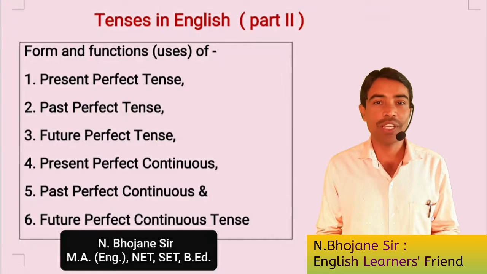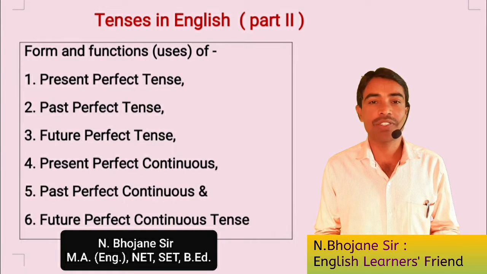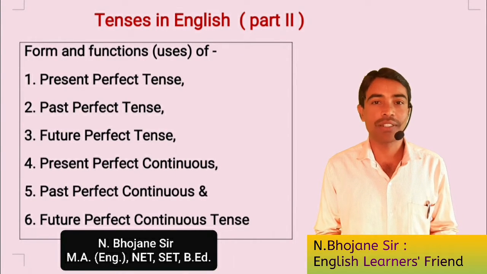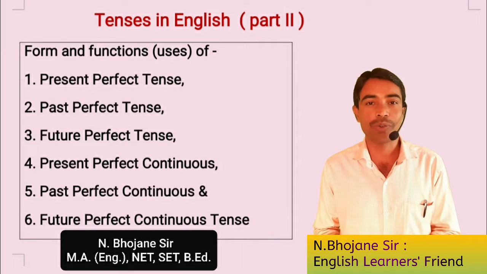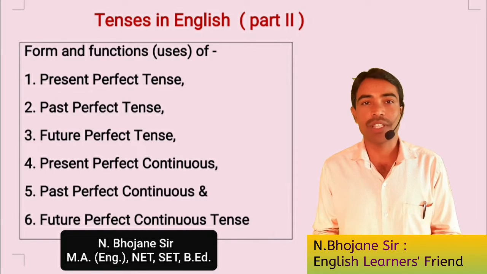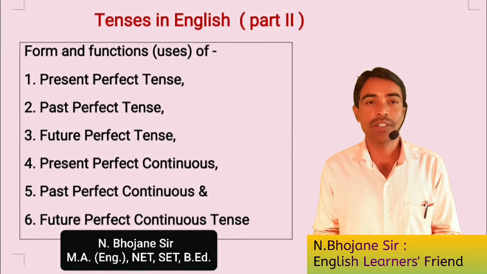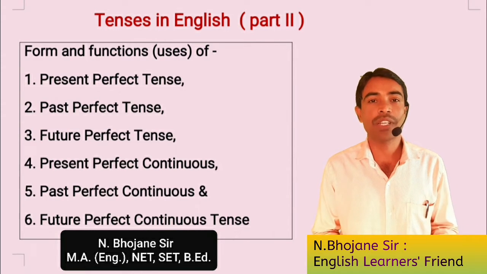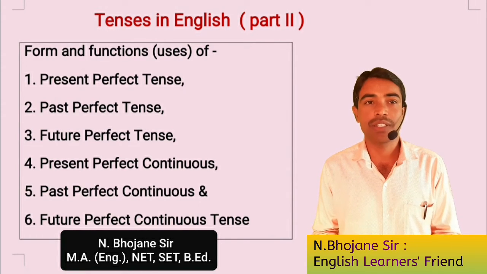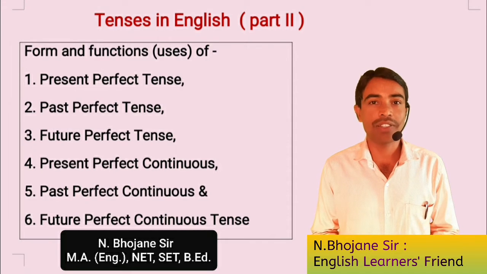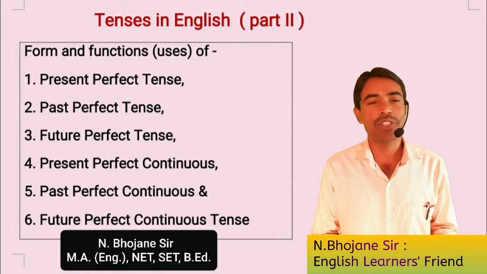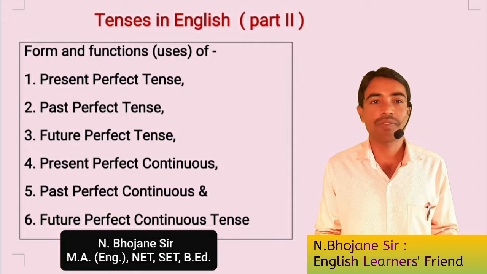Hello friends, today we are going to learn tenses in English, part 2. In the first part we saw 6 tenses. Now in this part we are going to learn the remaining 6 tenses. Here we are going to learn perfect tenses and perfect continuous tenses. There is an exercise at the end of this video based on all the tenses.